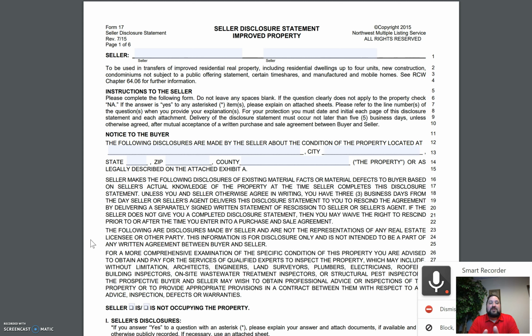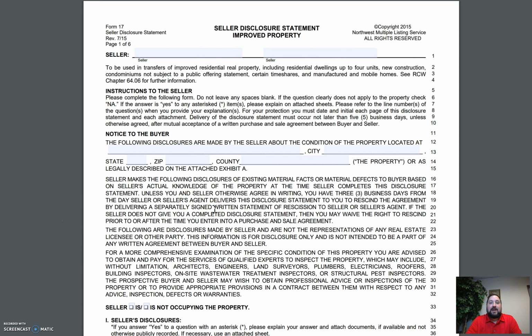The Seller Disclosure Statement is communication from the seller to the buyer of the property on the property condition, to help eliminate any problems later on. There are three main instructions that go along with this form, and we're going to see it on the screen as we go through things here.